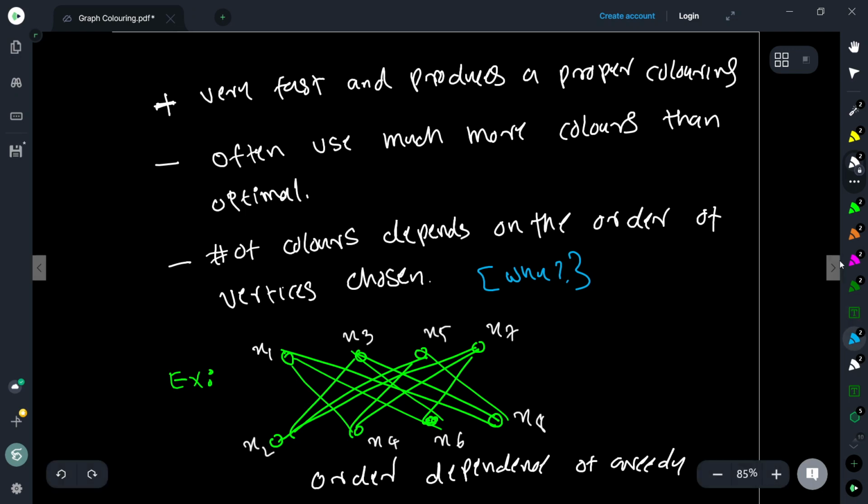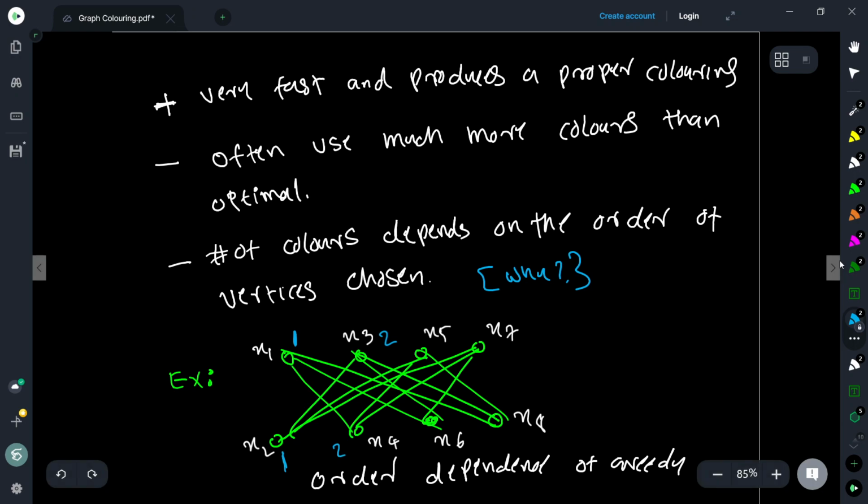What does the greedy do? It chooses the vertex x1 and gives it color 1. Then it chooses vertex x2 and sees that x1 and x2 are not adjacent, so I will give color 1 here. Now it will choose vertex x3. But x3 is adjacent to x2, so I cannot use color 1. So I will use color 2 here. Then I will choose x4. x4 is adjacent to x1, so I cannot give 1. But it is not adjacent to x3, so I will color it with 2.